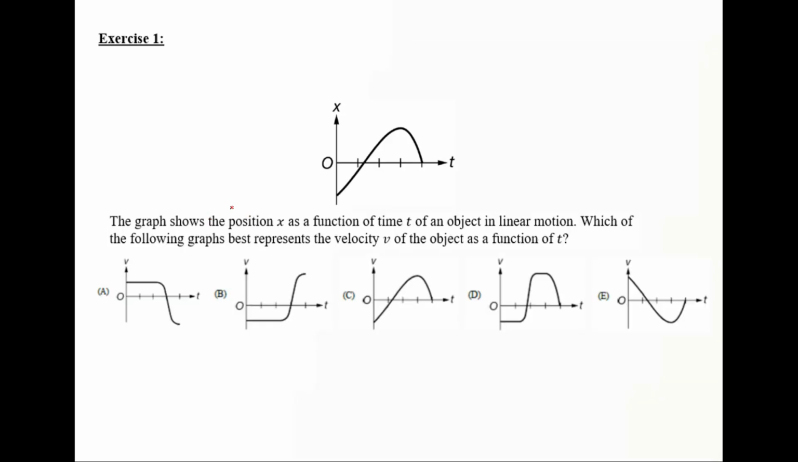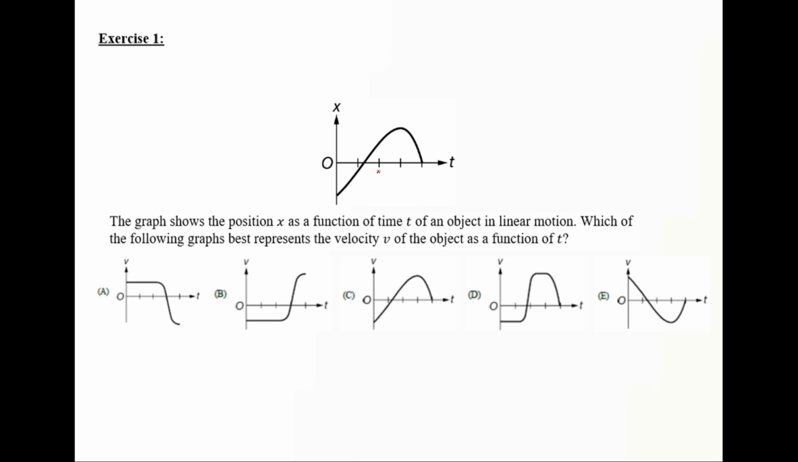Now exercise 1. The graph shows the position x as a function of time of an object in linear motion. Which of the following graphs best represents the velocity v of the object as a function of t? Then we have an xt graph. All the choices show a vt graph. You need to associate one of the choices with the given xt graph.